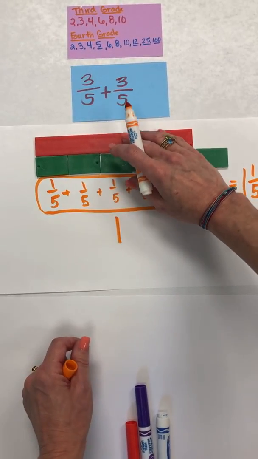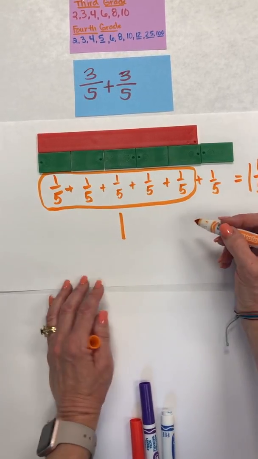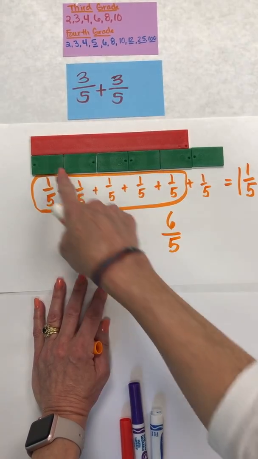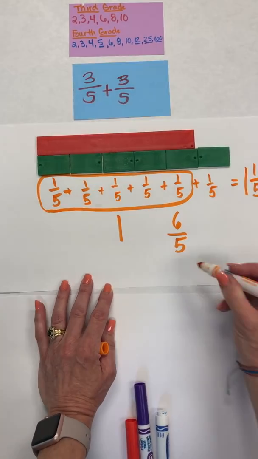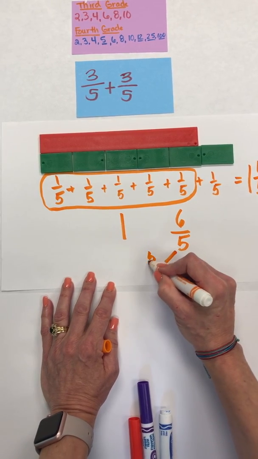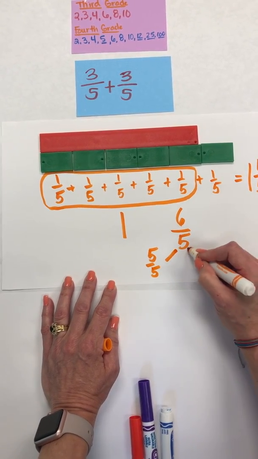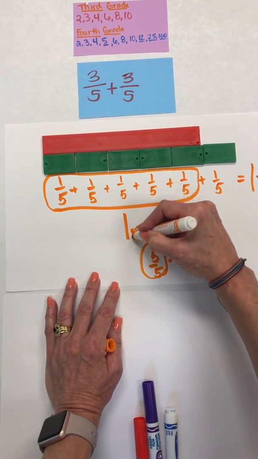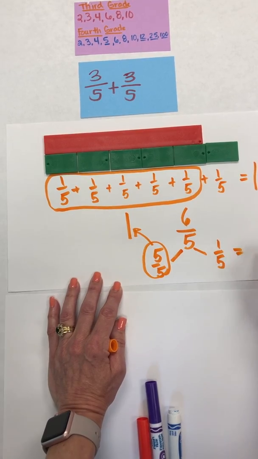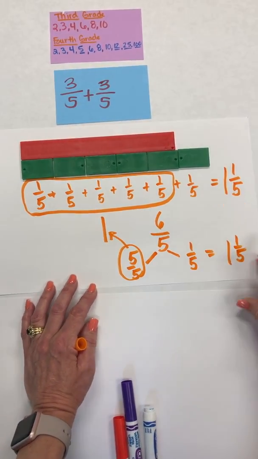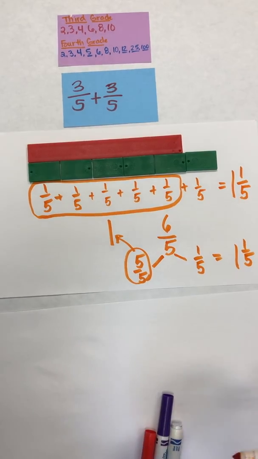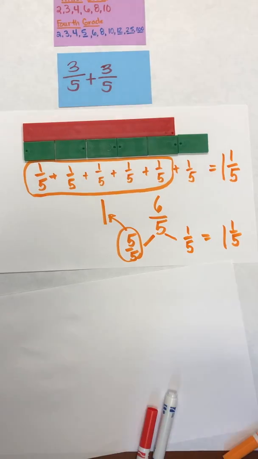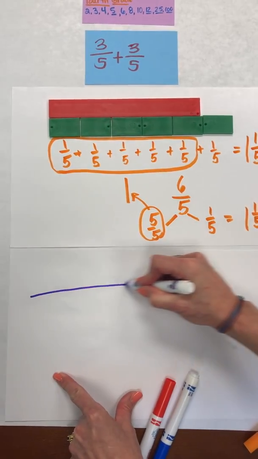I can also show this in a different way. I can show that 6/5, 1, 2, 3, 4, 5, 6/5 can be broken down into my 5/5 and my 1/5. So this gives me my whole number, 1, and then my 1/5 that's left over. Another way to see that. So a final way we can show this is by taking this bar model and transitioning it to a number line.